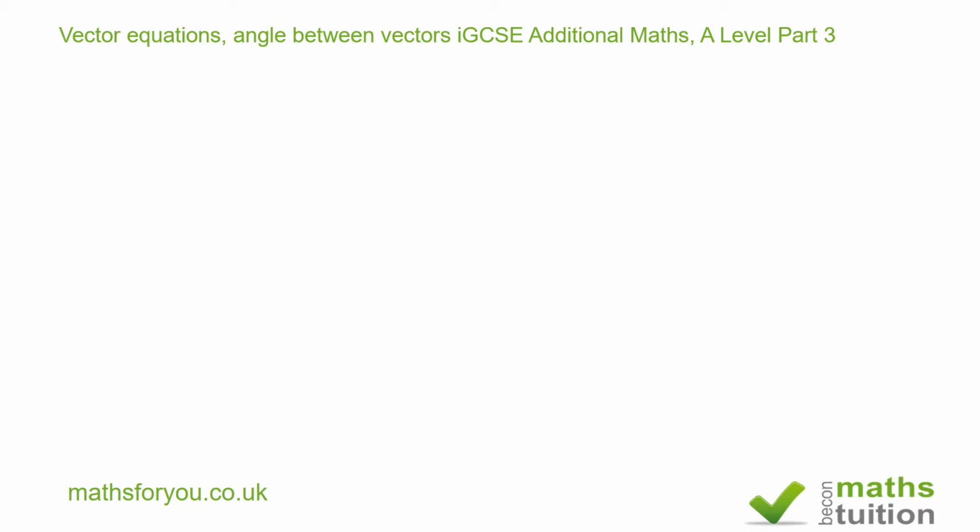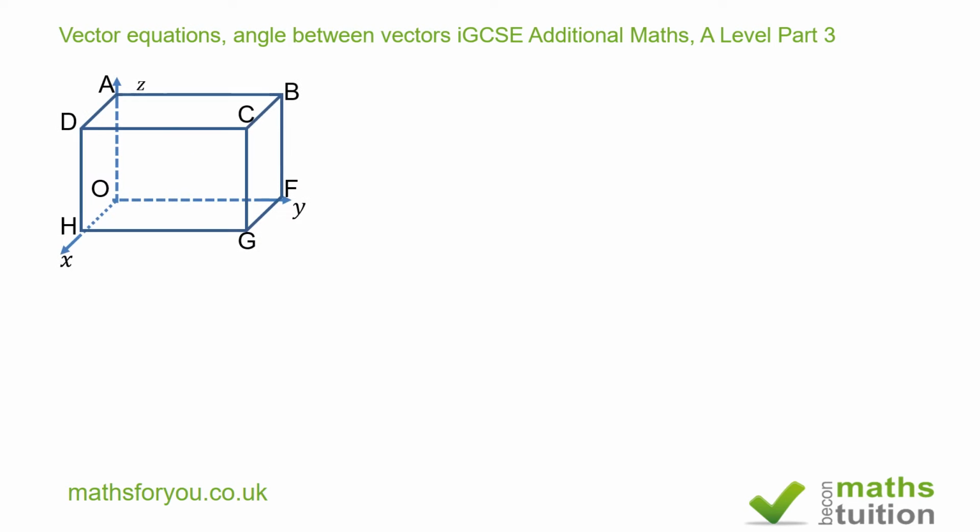Now this particular exercise was suggested to me by a subscriber, and it says the cuboid has coordinates as shown, and the coordinates are at H 4, 0, 0, and at F we have 0, 5, 0, and at A we have 0, 0, 3, and at O, the origin, we have 0, 0, 0, as you would expect. Okay, it then says find vector FD and the length FD.